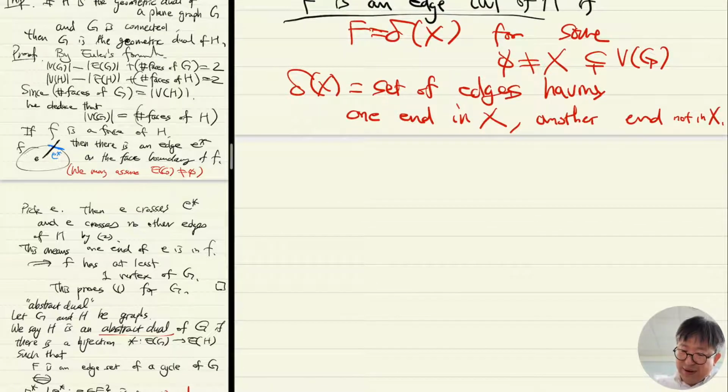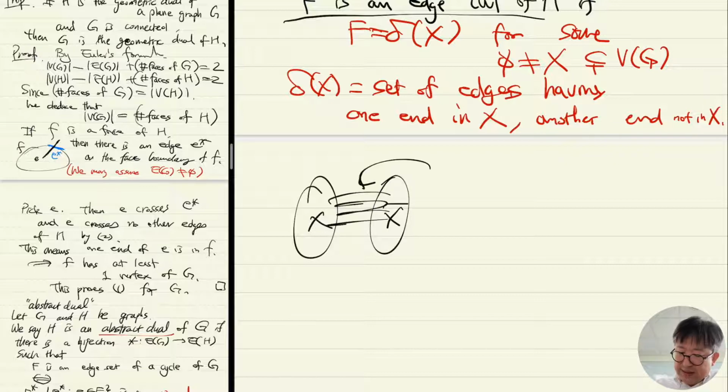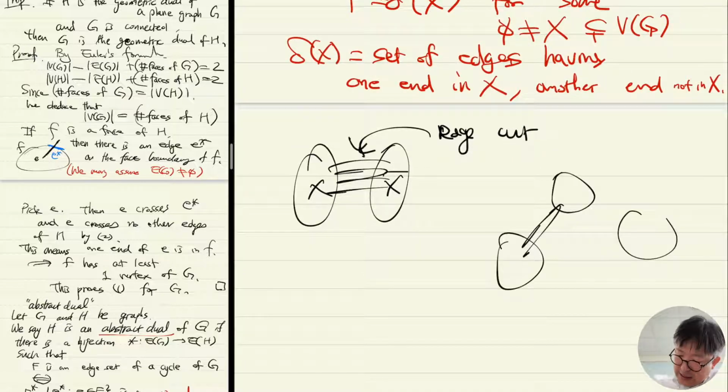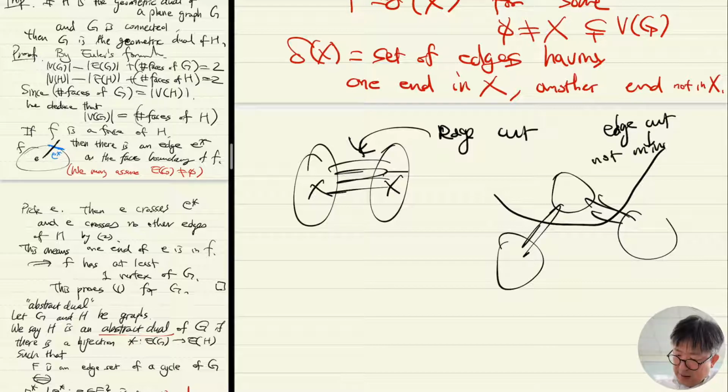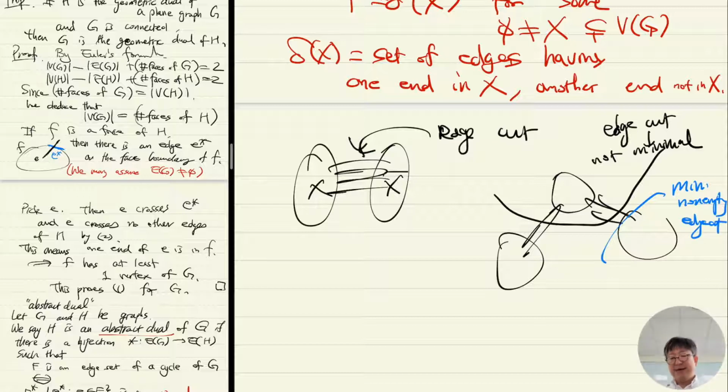So what is an edge cut for us? You take X and its complement, and the set of edges in the middle is called the edge cut. And if I have a graph like this, then this set of edges is an edge cut, but not minimal. And this thing is a minimal non-empty edge cut. Okay?